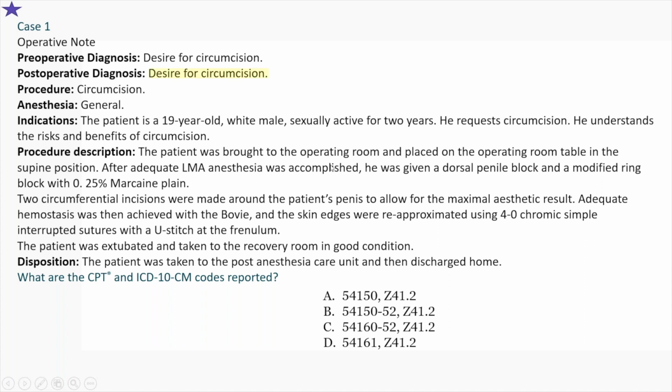Highlighting the keywords: post-operative diagnosis, we have a desire for circumcision, and the procedure was circumcision. The patient was placed in a supine position, and a dorsal penile block and a modified ring block were given with 0.25 Marcaine, and two circumferential incisions were made. Skin edges were reapproximated, and the sutures with a U stitch at the frenulum were done. The correct answer for this one is option D, and only a few have said option D. Let's move on and solve the scenario.